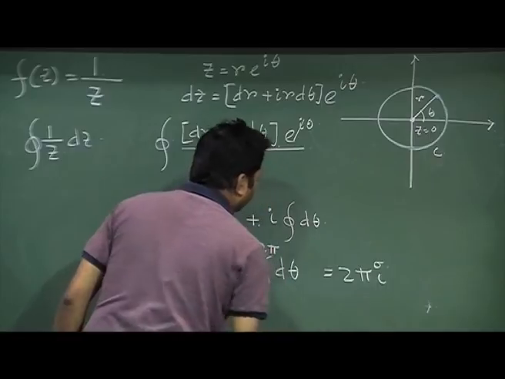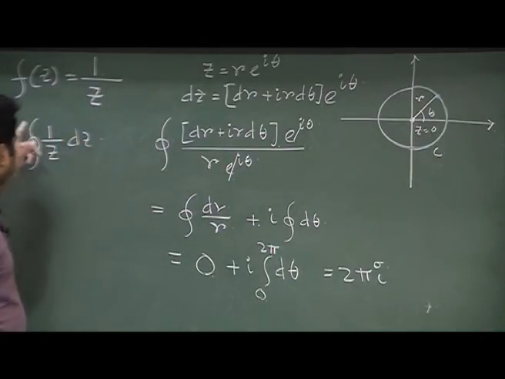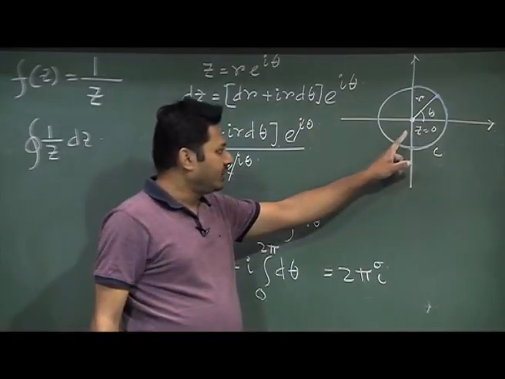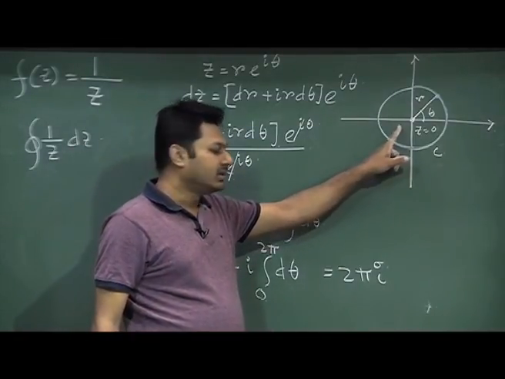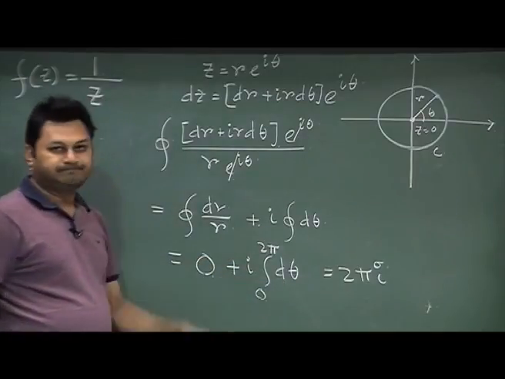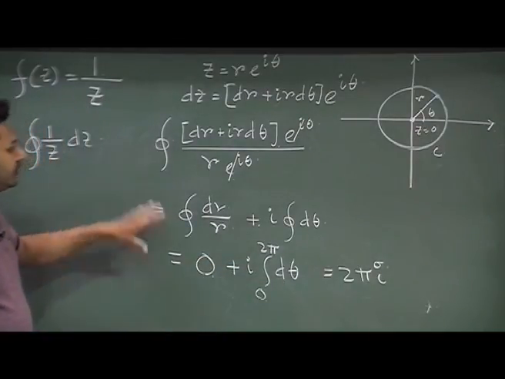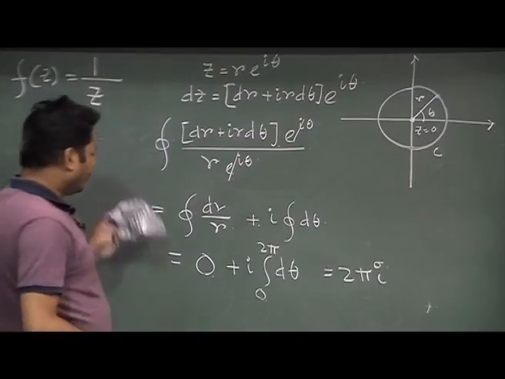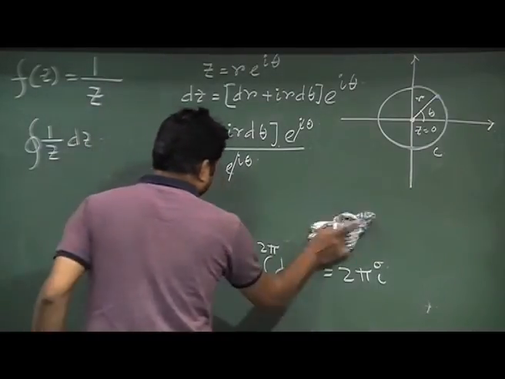This is a very important relation: if I try to find the integration of 1 by z dz in this region, the value should be 2 pi i. The value should be 2 pi i. Okay, so let us now do the same problem.